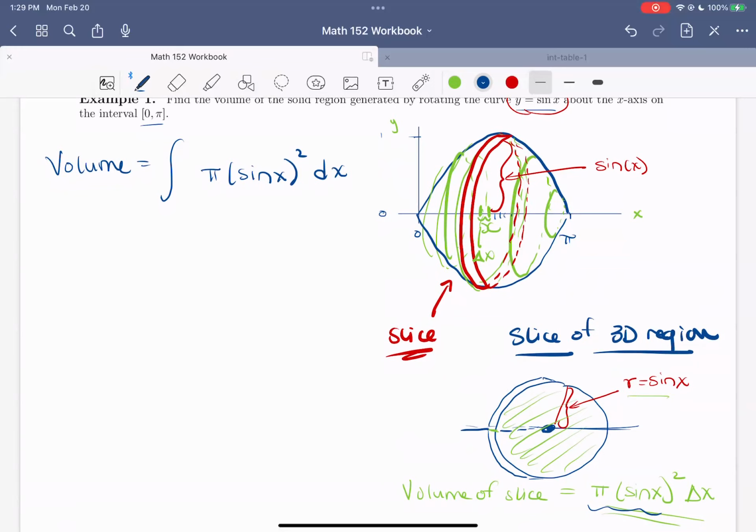And we're going to look at these slices for what values of x. Well, x is going to start over here at 0 and go all the way to pi. So we're going to go from 0 to pi. All right, not bad. So now we just need to compute this integral. I can factor out that constant pi, integral from 0 to pi of sine, and I'm going to rewrite this in the more conventional way, sine squared x dx. What that means is I'm just squaring sine.